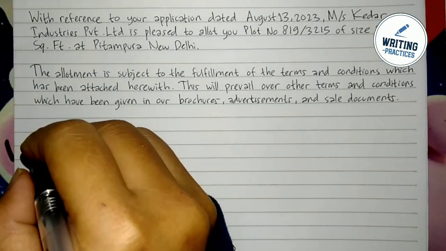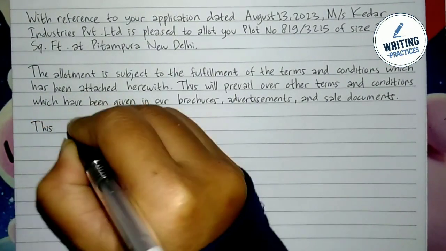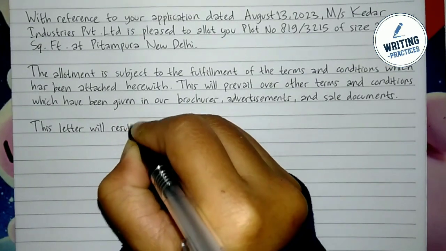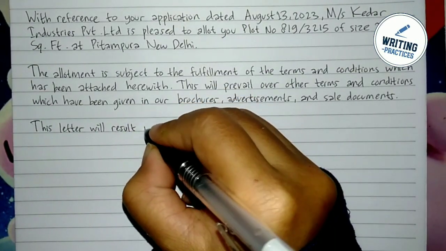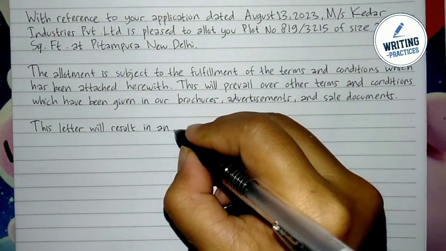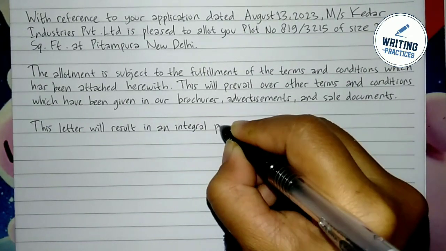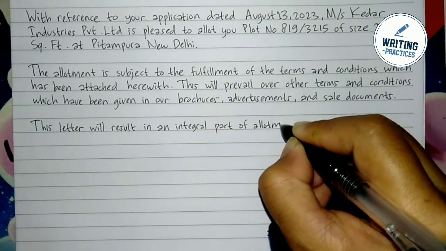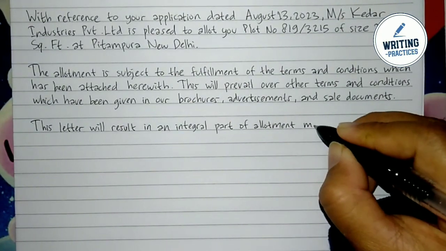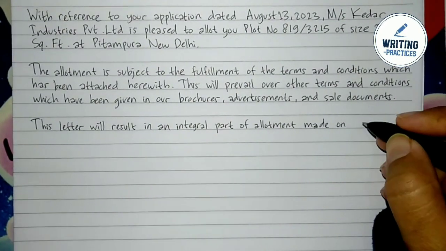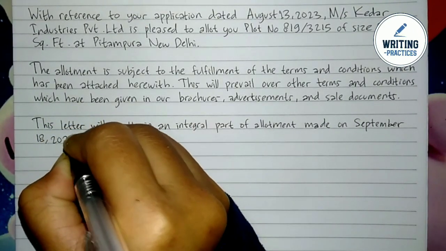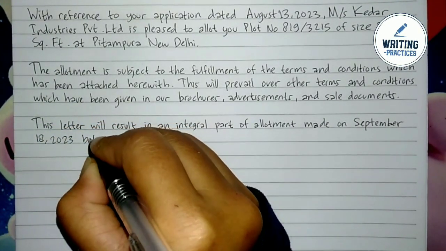In the third paragraph, state clearly that this letter will be an integral part of the allotment. And you have to mention the date. It is the date when you write this letter. And write that the allotment is for two parties.